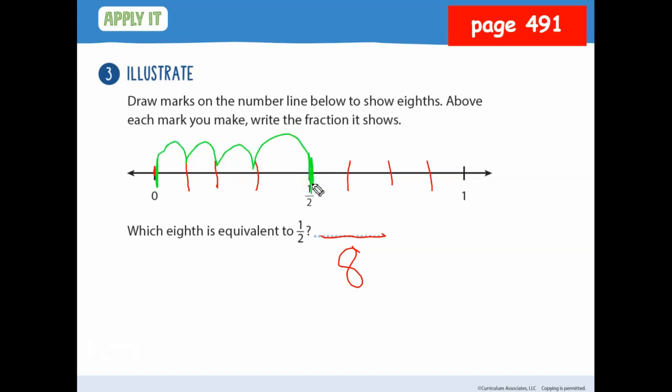Some of you are doing this. Look, you're doing this instead. 1, 2, 3, 4, 5. I didn't say count the lines from 0 to 1/2. You're supposed to hop. 1, 2, 3, 4. So how many eighths is 1/2? 4 eighths. That's it.